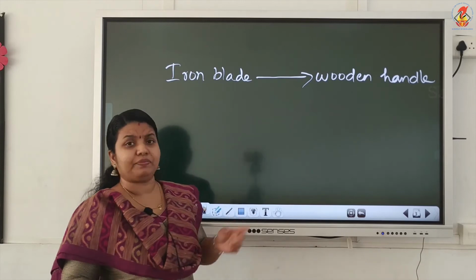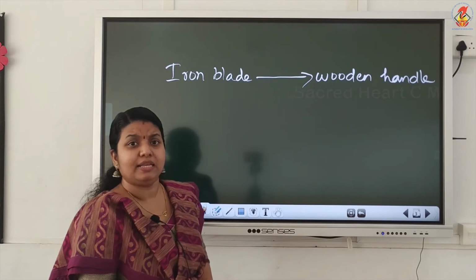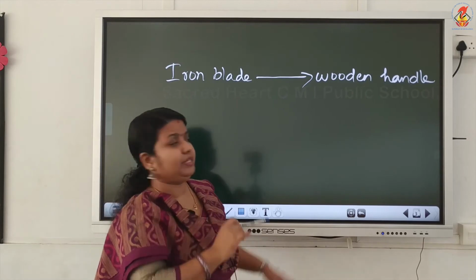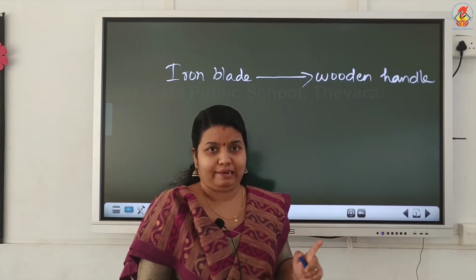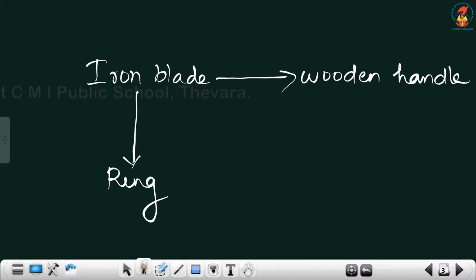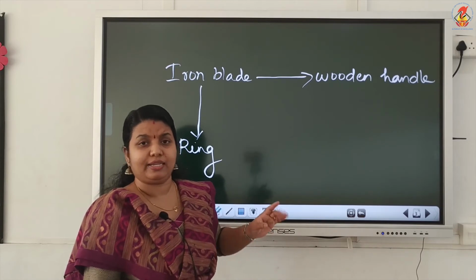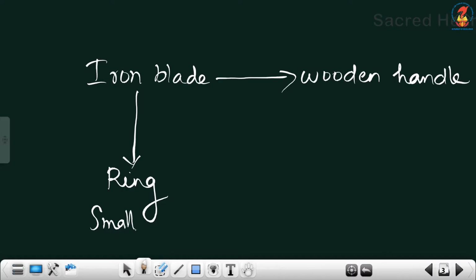The people who work with iron objects are known as blacksmiths. Have you seen how these iron blades are fixed to the wooden handle? All these iron blades have a small ring, which you can also see in this figure. The wooden handle is attached to the ring in the iron blade. But normally this ring will be smaller in size.